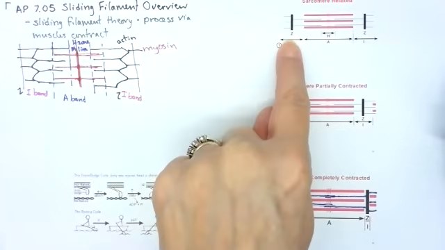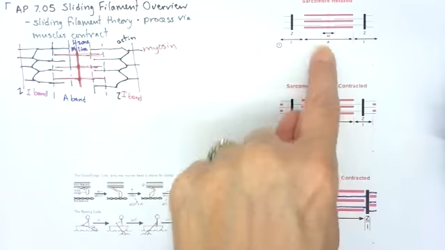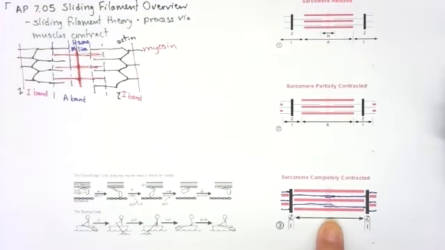Up here, in the areas where I have just actin and the areas where I have just myosin, down here when I get to the completely contracted sarcomere, those are gone. Look how thick the I bands are up top. Down here they're super thin. Look at the H zone. It's completely gone and I have full overlap.